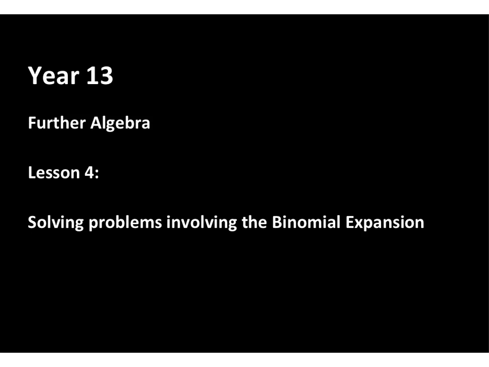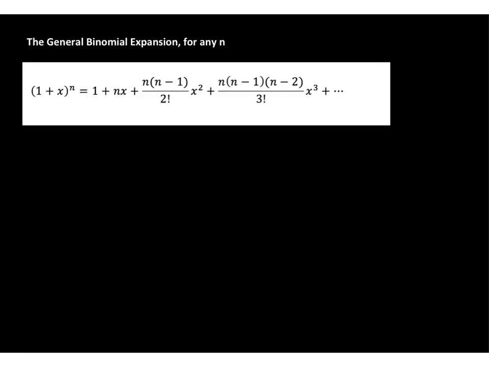Further Algebra, Lesson 4, Solving Problems Involving the Binomial Expansion. So far in previous lessons we've introduced the general binomial expansion for any n. We've also discussed validity conditions and how to deal with examples where the first part of the expansion is not 1. What we're going to do today is put all of this into practice and consolidate our understanding by looking at a series of more complex examples.